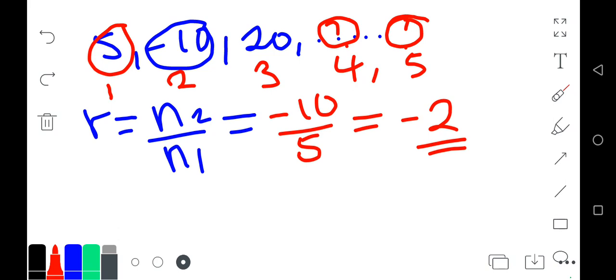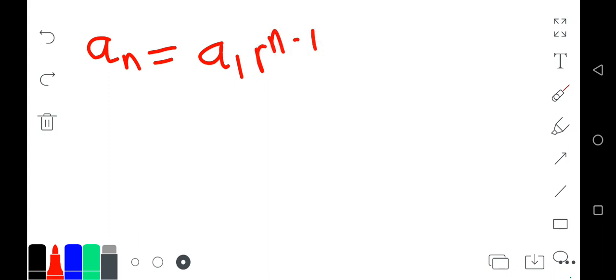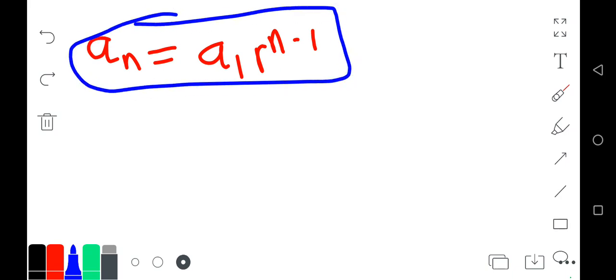you have to know the general formula for the GP, and that's what we call the nth term. Now the nth term is given as a_n is equal to a_1 multiplied by the common ratio raised to the power n minus 1. This is the general formula that's going to generate numbers in the sequence that you have been given. So you have to be very careful on how to use this formula.